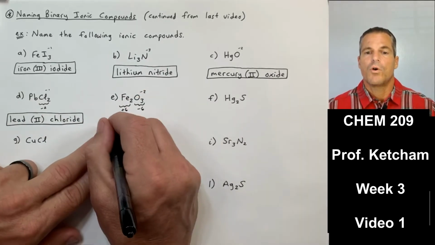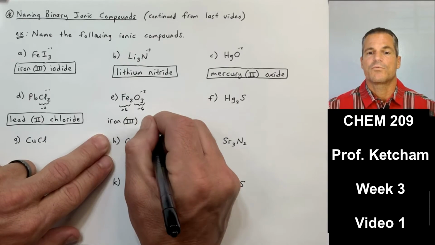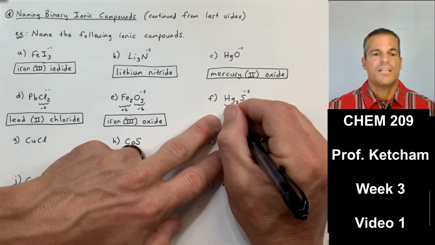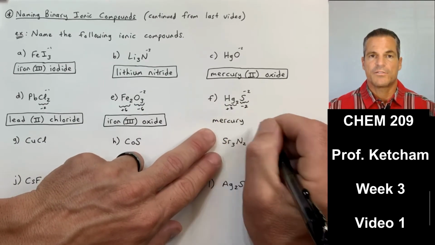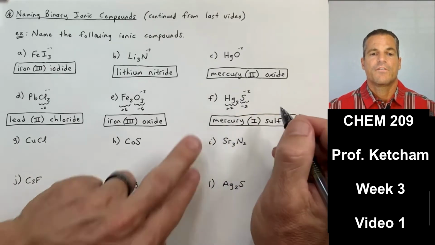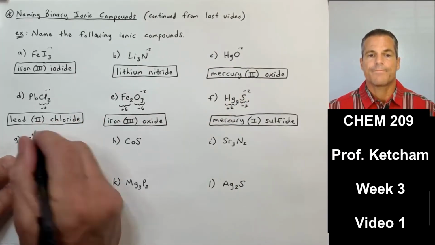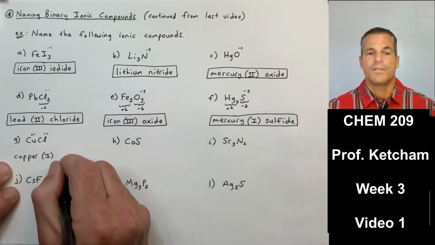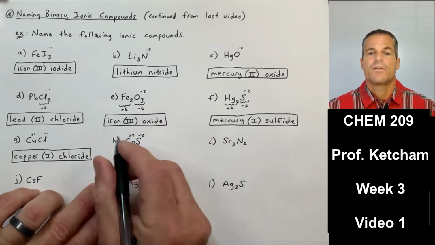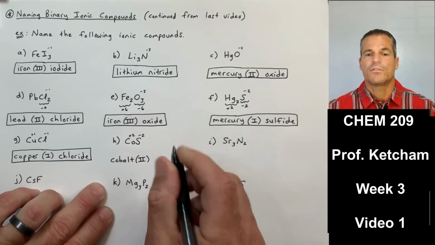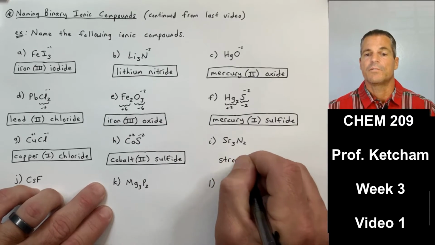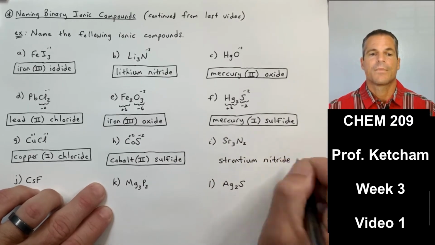C, mercury(II) oxide. Mercury is Roman numeral 2 because oxygen has a -2. D, PbCl2. We use the -1 on chloride to come up with lead(II). For E, Fe2O3, -2 for oxygen means iron has to be iron(III). F, we know sulfur is a -2, so the total on the left for mercury has to be a +2. And since there's 2 of them, it's mercury(I) sulfide.